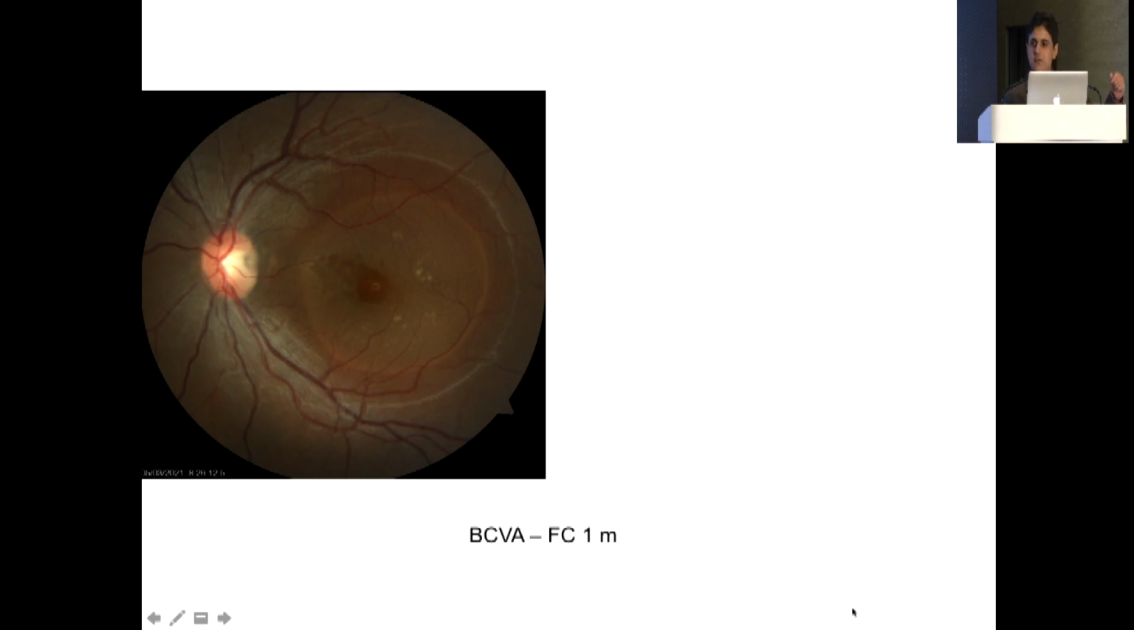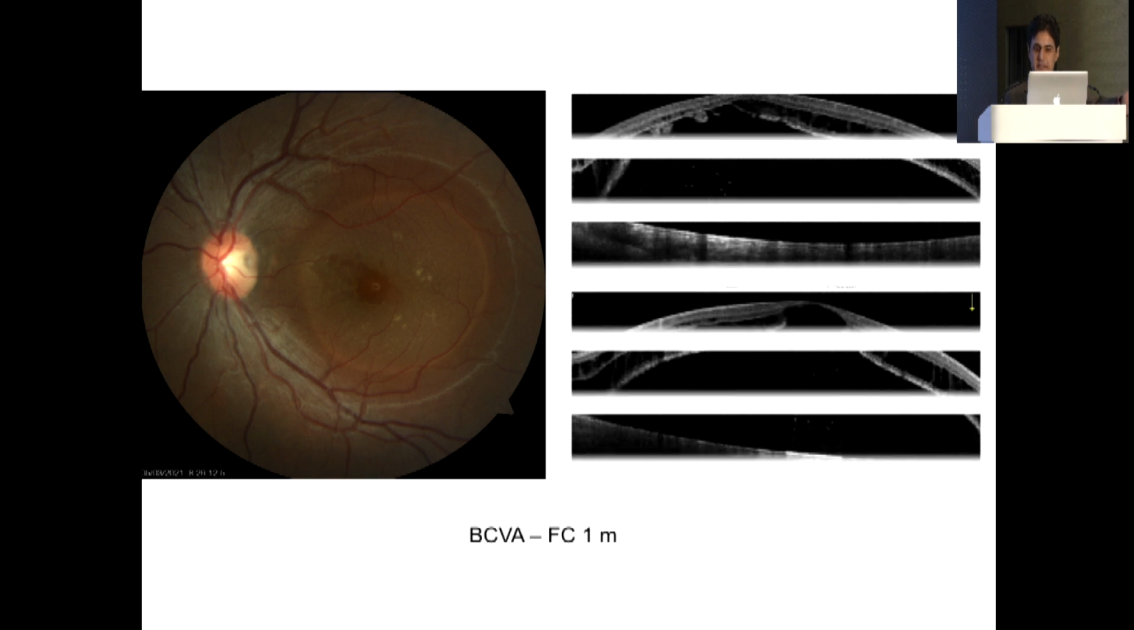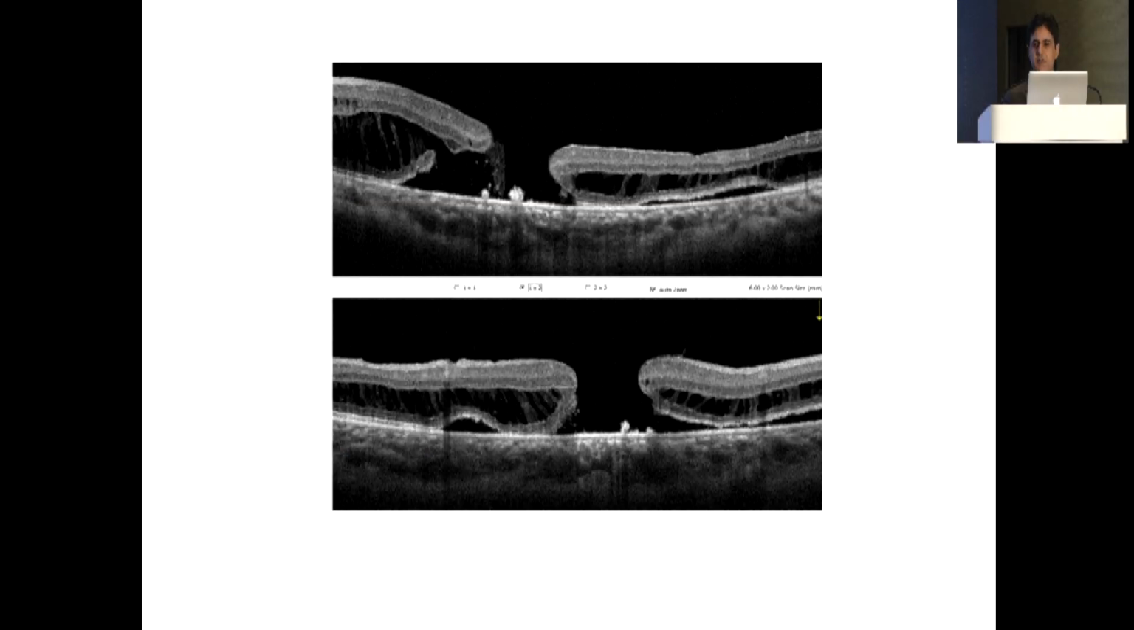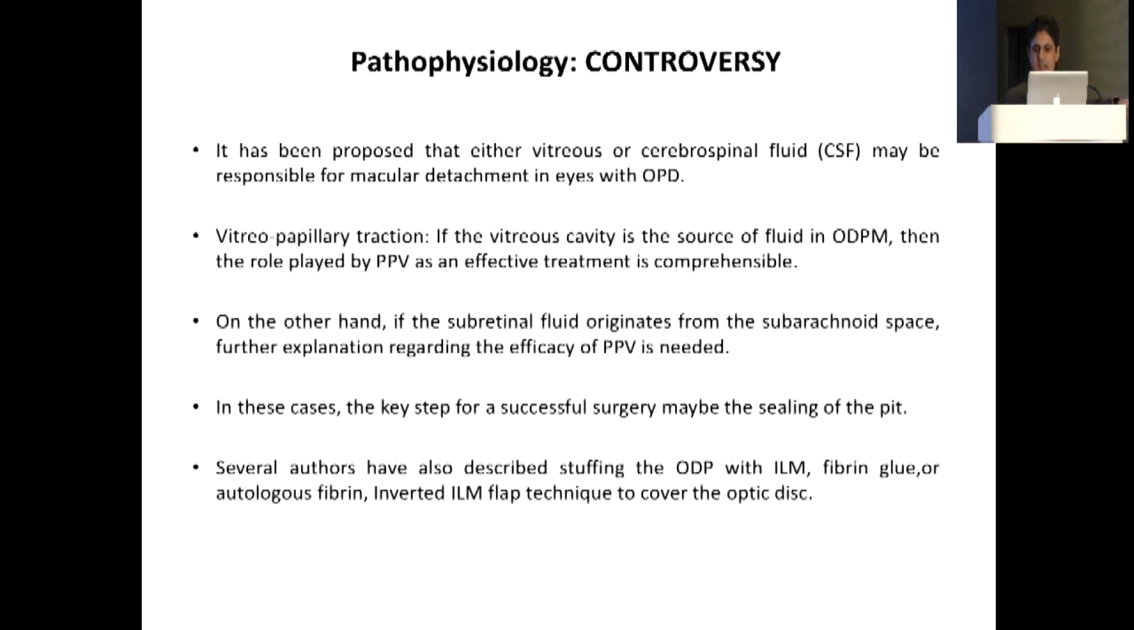So this was a patient who had a best corrected visual acuity of 1 meter, and this was the optic disc pit with macular schisis, presence of subretinal fluid. But what happened in this case, this video I'm highlighting because despite a foveal sparing ILM peeling, the patient developed a macular hole, and the vision did not improve. However, the near vision improved, and so this is the problem which we can have while doing an ILM peeling. So again, as I said, since the pathophysiology is a controversy, the management is a controversy.